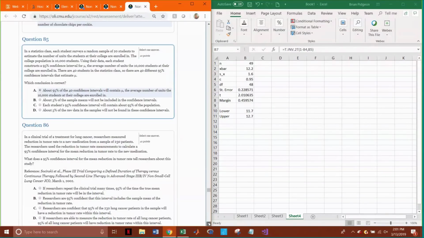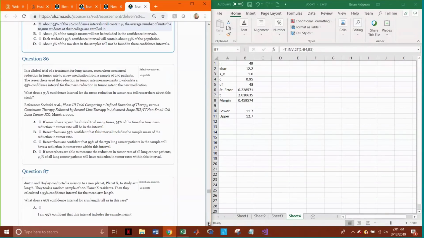All right, 86. In a clinical trial of lung cancer, researchers measured reduction in tumor growth for a sample of 230 patients. The researchers used the reduction in tumor rate measurements to calculate a 95% confidence interval for the mean reduction in tumor rate for the new medication. So what does a 95% confidence interval for the mean reduction in tumor rate tell researchers about this study? If the researchers repeat the clinical trial many times, 95% of the time, the true mean reduction in tumor rate will be in the interval.